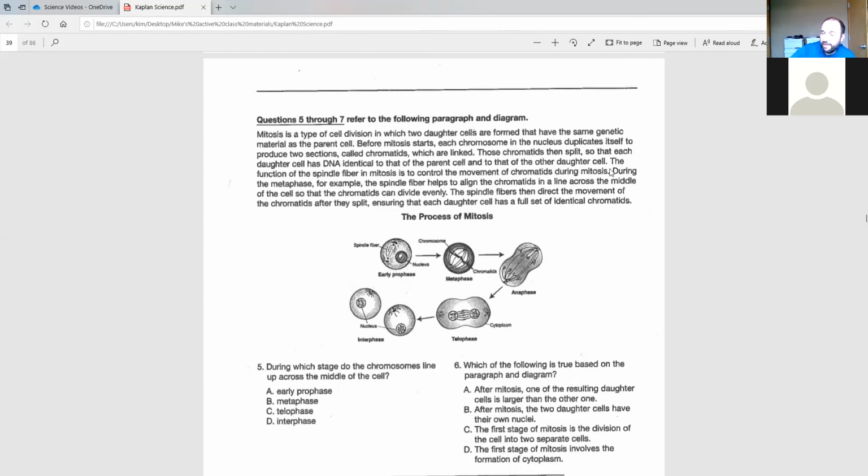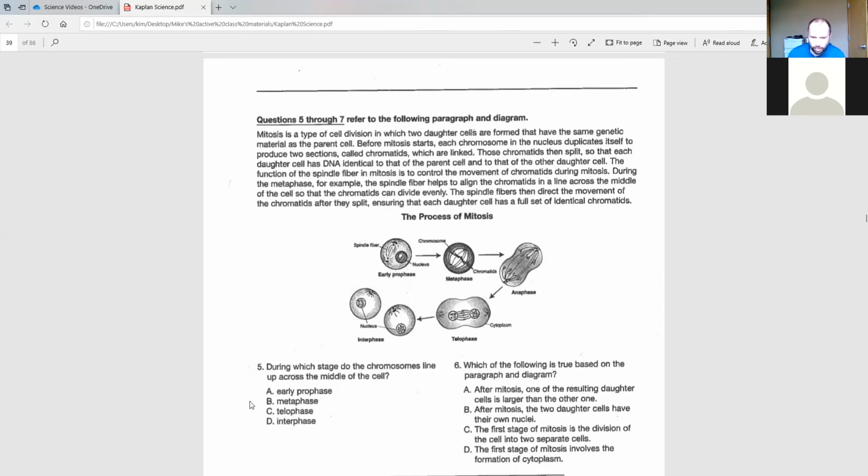So, and that looks to me like it lines up right across the middle of the cell. And again, if I recall, it says right here, during metaphase, for example, the spindle fiber helps align the chromatids in a line across the middle of the cell so that it can divide evenly. So those two pieces of information tell me that the right answer is B. Even if I don't know anything about the process of mitosis and I don't understand half the words I just read, the actual question isn't nearly as complicated as the concept of mitosis. Right? But again, you don't have to be an expert in mitosis.